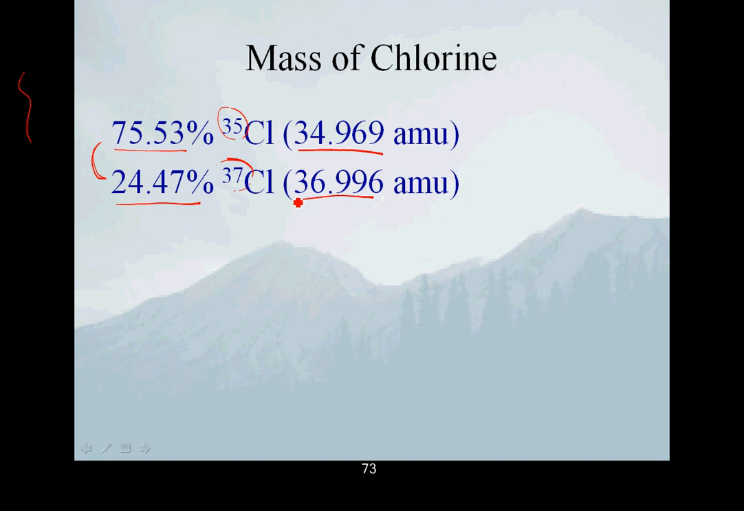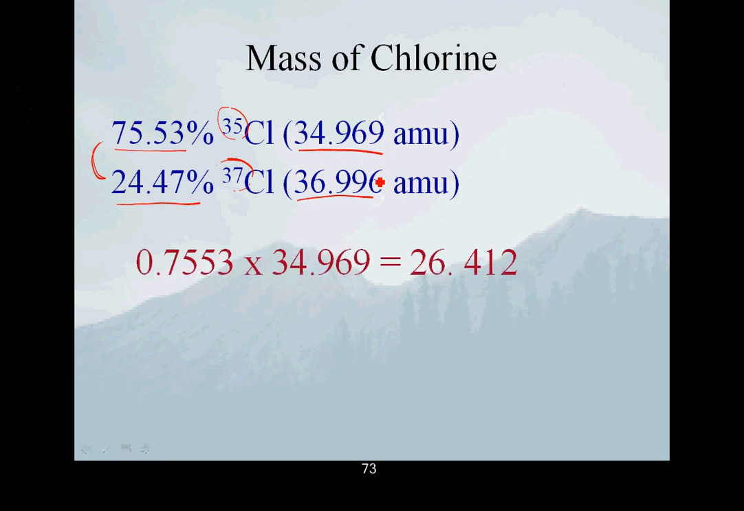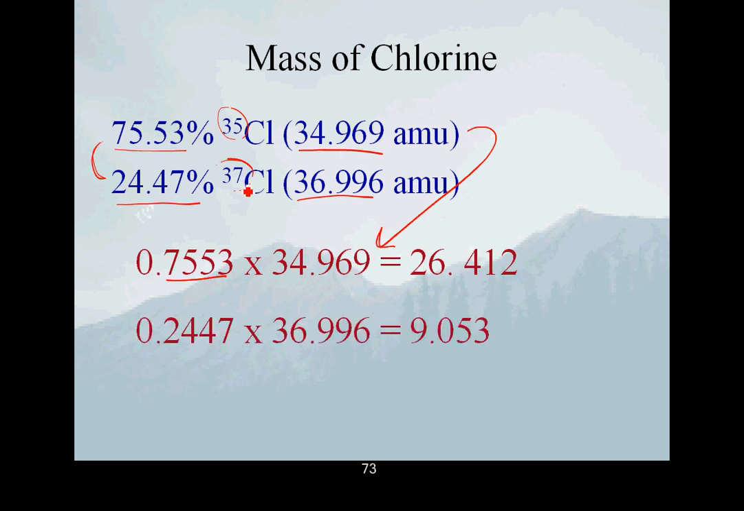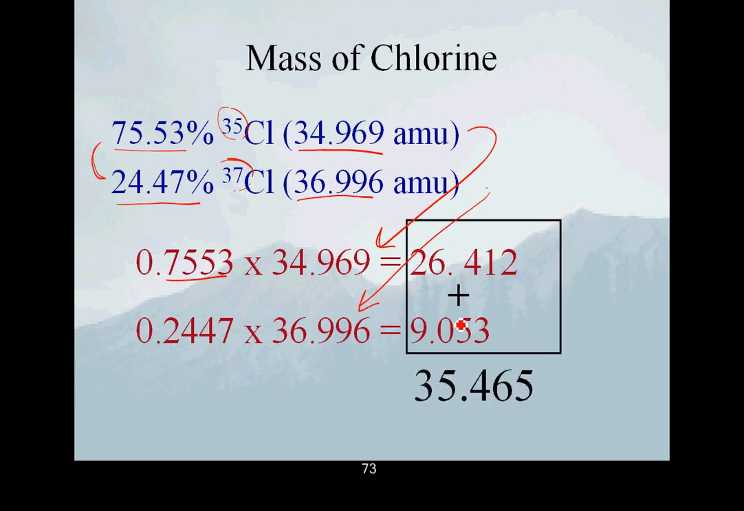So for calculating that number on the periodic table, that weighted average, what we do is take the fractional amount of each isotope and multiply it by its exact mass. So our 0.7553 is the fractional amount of chlorine-35. We multiply it by the exact mass, and get a certain portion. Then we take the fractional amount of chlorine-37, multiply it by its exact mass, and that gives us our other portion. We add that all together, and we get 35.465.